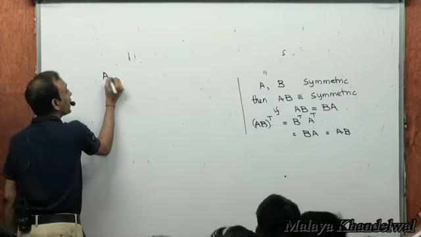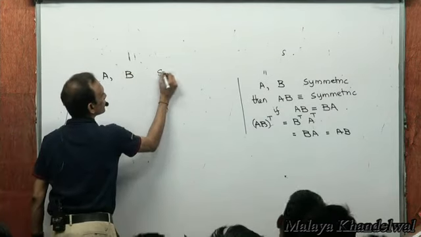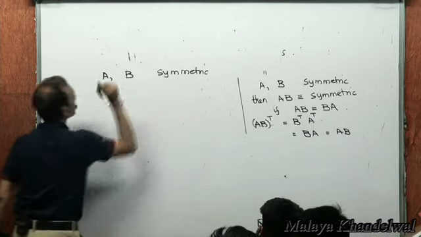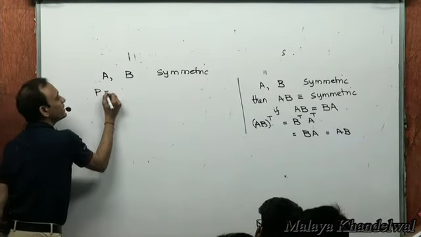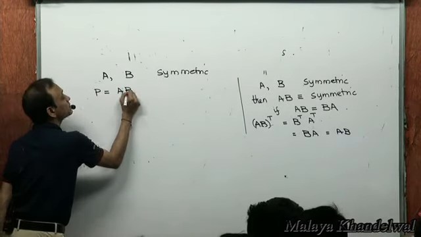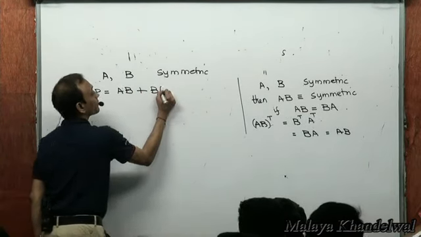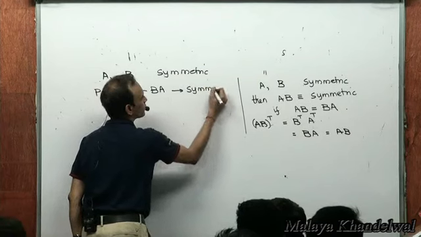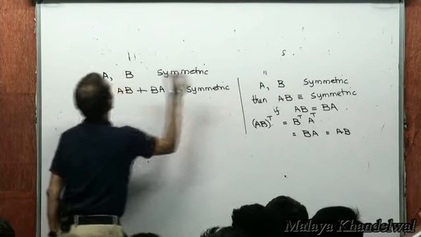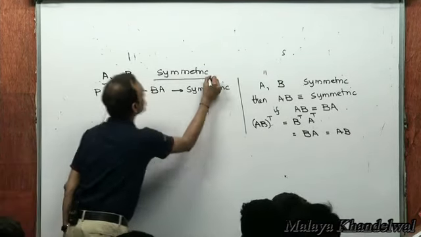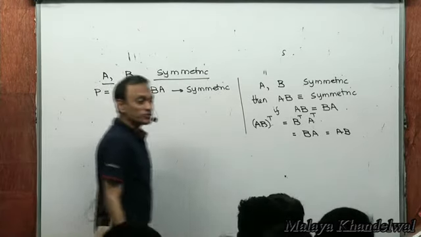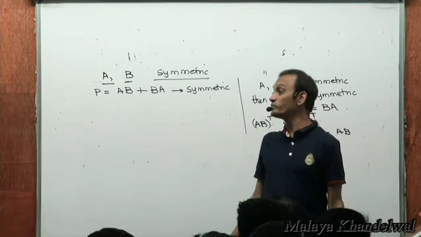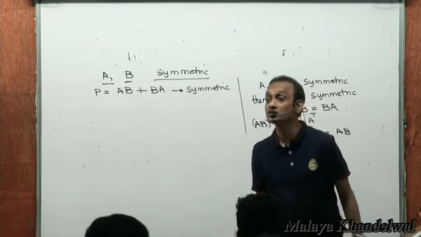If A and B are symmetric, then the matrix P, which is AB plus BA, will also be symmetric, I claim. If A and B are symmetric matrices, then the matrix P, which is AB plus BA, will also be a symmetric matrix. Let's see how.